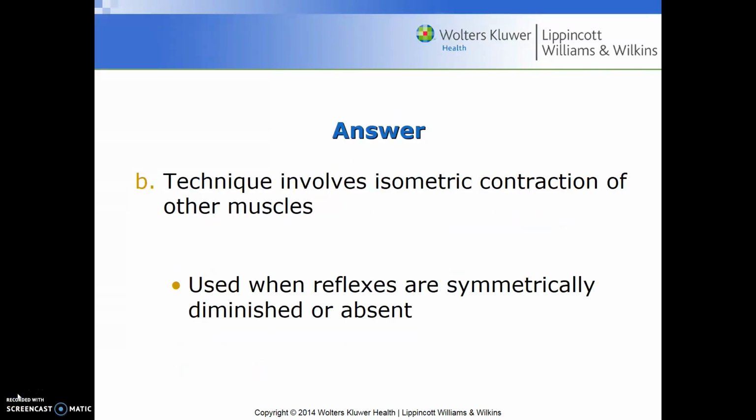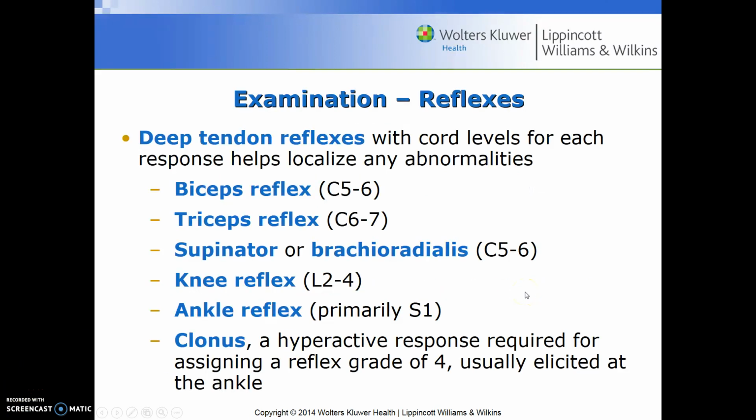So the answer is technique involves isometric contraction of other muscles. That's the reinforcement technique when examining reflexes. And it's used when reflexes are symmetrically diminished or absent. I think this slide is so important. We go through and you're going to be learning the deep tendon reflexes, but I want you to keep in mind that they localize abnormalities.